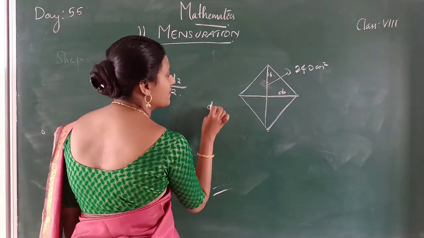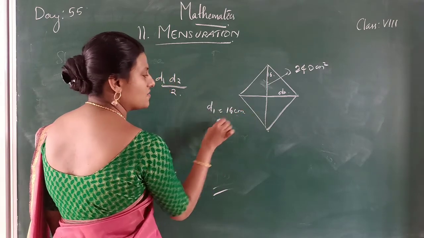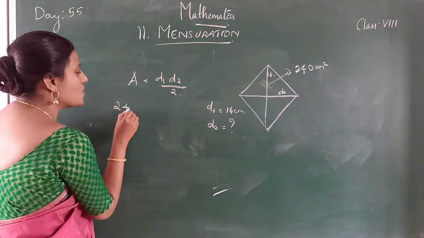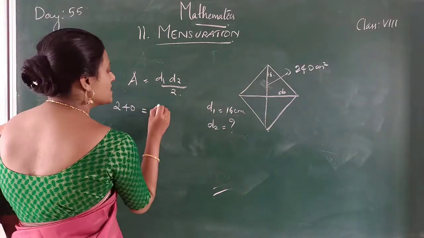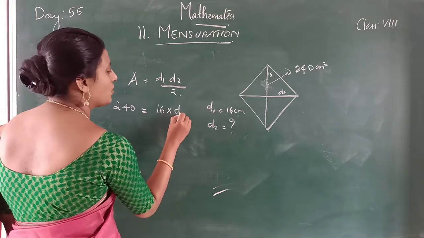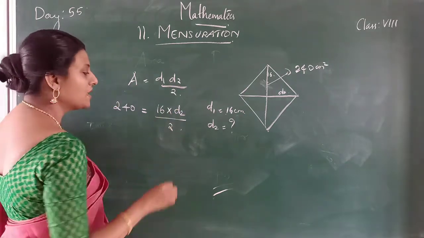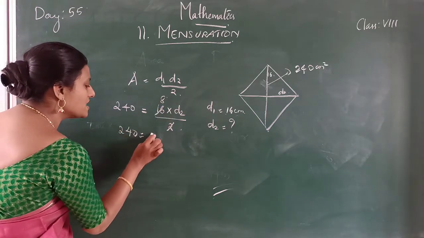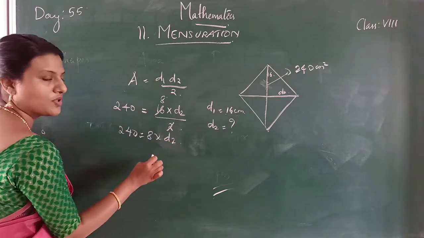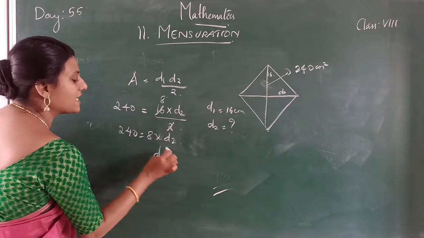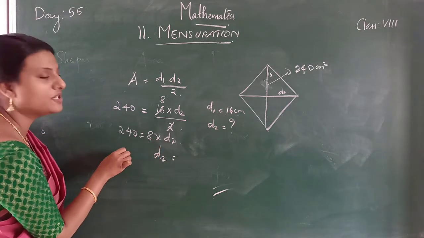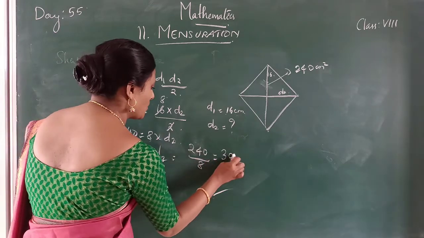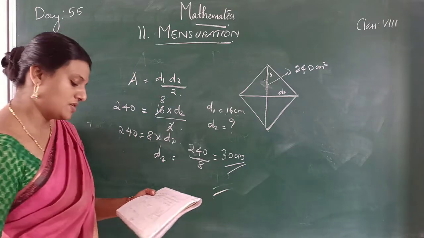Okay, D1 is given. What is D1? 16 centimeter, and we have to find D2. The area given is 240, equal to 16 into D2, which we don't know, by 2. This 2 and 16 can be cancelled, giving 8. So we got 240 is equal to 8 into D2. D2 is equal to 240 divided by 8. The answer is 30 centimeter.